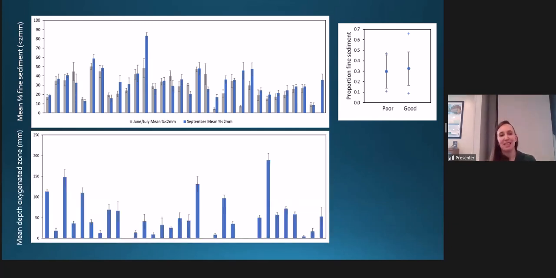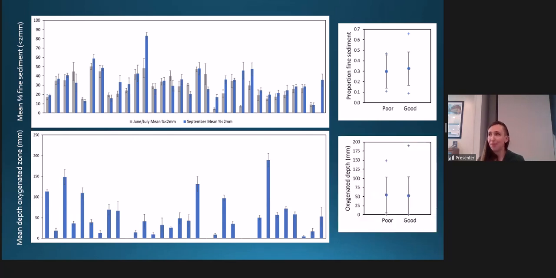And then when we look at mean depth of the oxygenation zone, we also see that there's a lot of variance among the sites that we've collected in 2021. But again, that oxygenation depth didn't differ between sites that had mussel beds in poor condition and mussel beds in good condition.